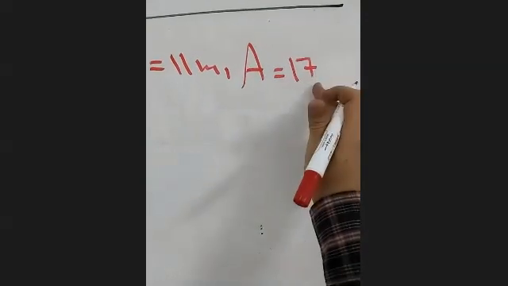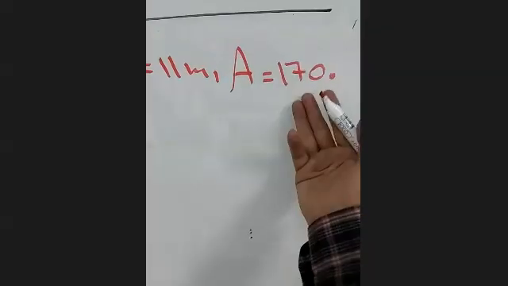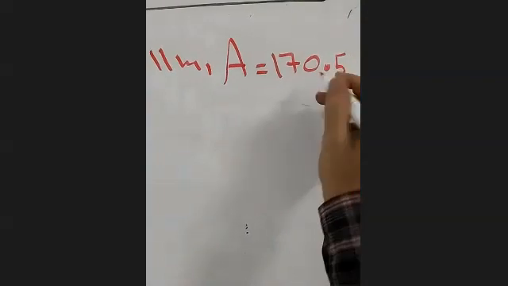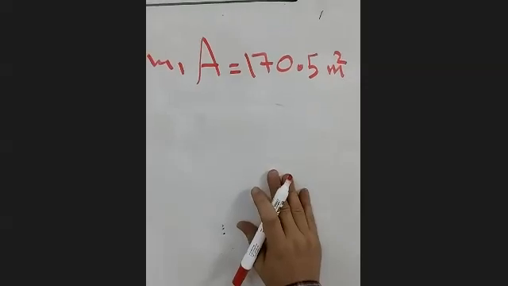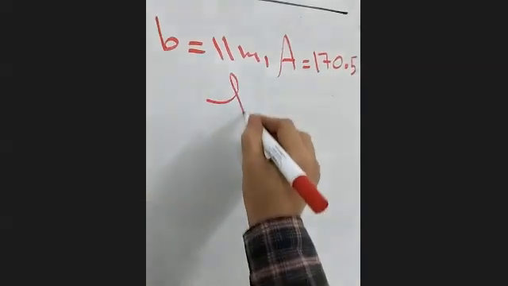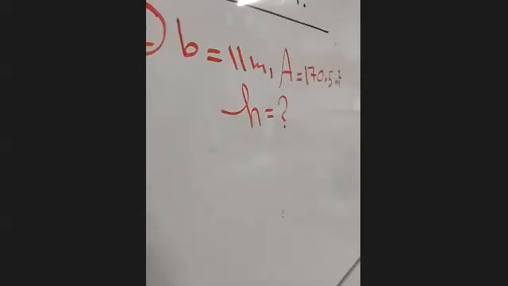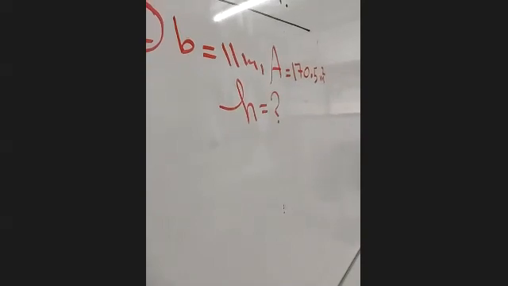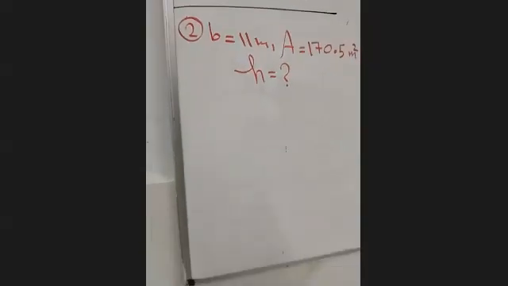170.5, right? Meter power 2, right? So the base is given, the area is given, and they want from us to find what? H, the height. Now let's apply. What's the figure in front of us? It's a parallelogram, right? What's the formula which connects these 3 variables together?